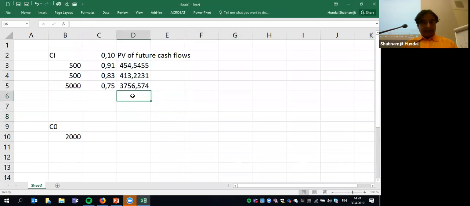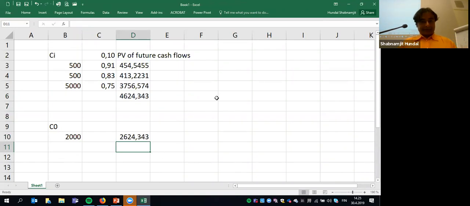And if I have a sum of this, and if it is this minus this, the sum of discounted cash flows minus the cost. Look, it's very nice.